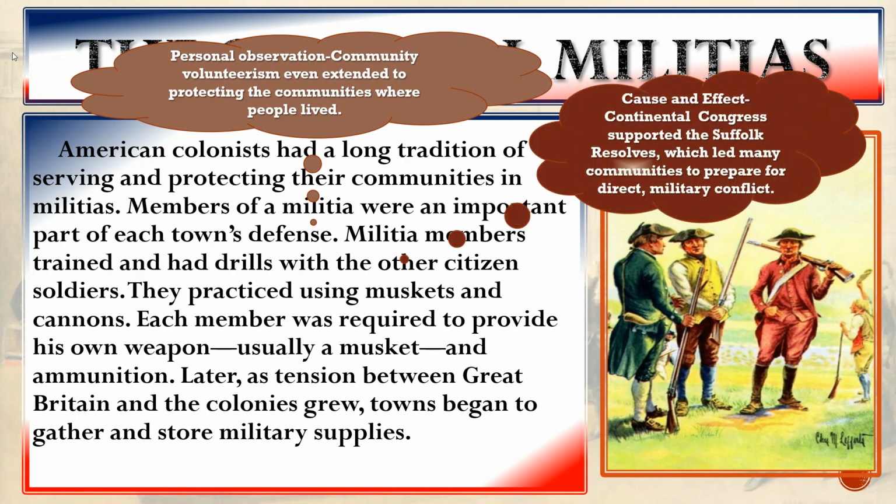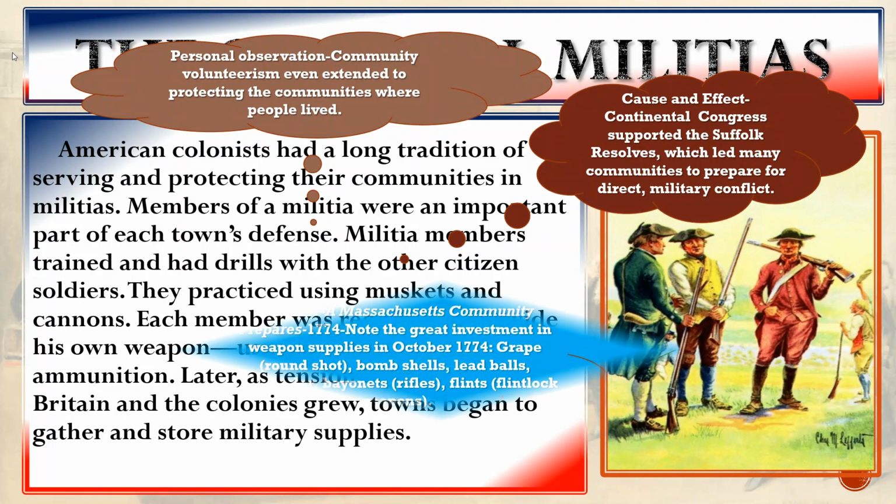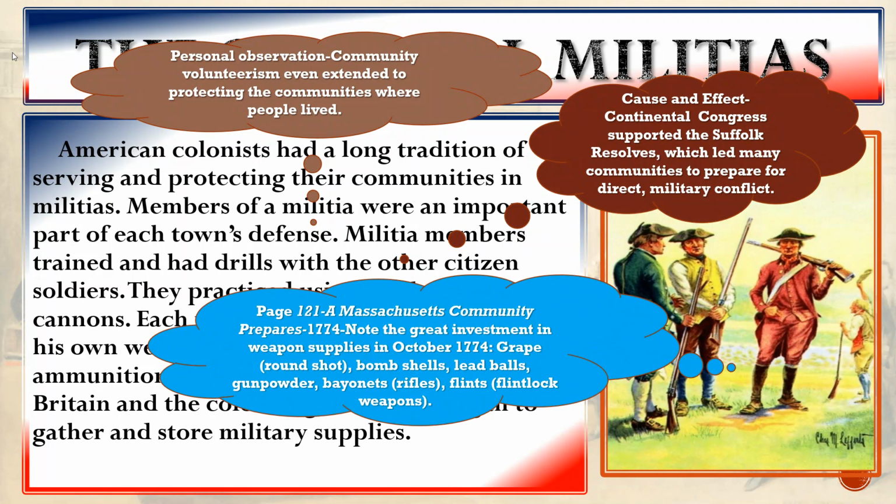Cause and effect. Continental Congress supported the Suffolk Resolves, which led many communities to prepare for direct military conflict. If you're looking at these Suffolk Resolves and going, well, wait a minute, this could lead to armed conflict. Yeah, it could lead to armed conflict. How about that? And this was backed by the Continental Congress. They said they should do this. And on page 121, the Massachusetts community prepares, notice 1774 right there.